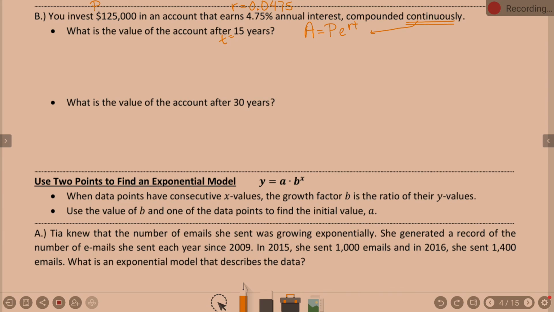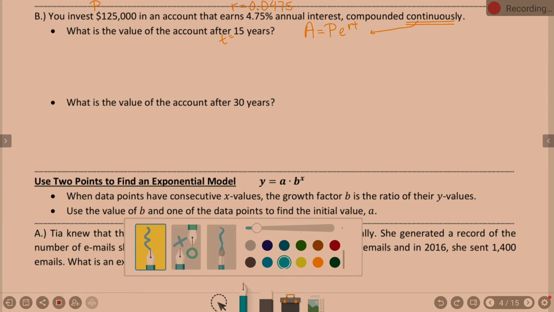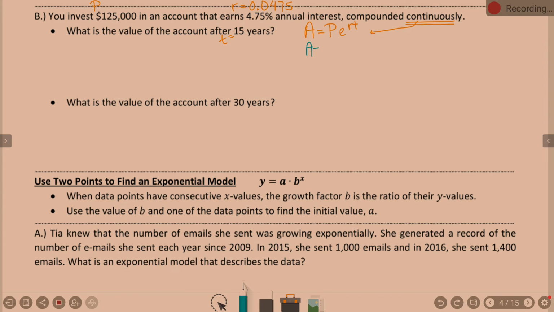You'll have to watch for those words in homework. Does it say continuous or does it say monthly or annually or what does it say? So 125,000 times e to the 0.0475 times 15. And to be honest, guys, you can plug it into your calculator just like this. Today is an excellent day for experimenting, right?